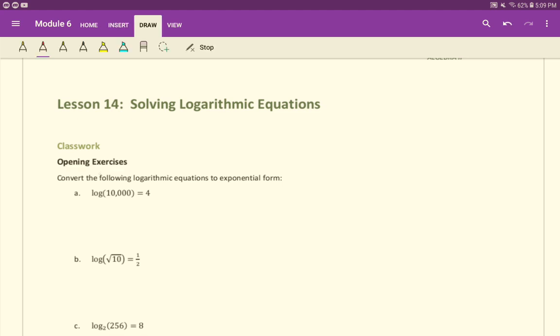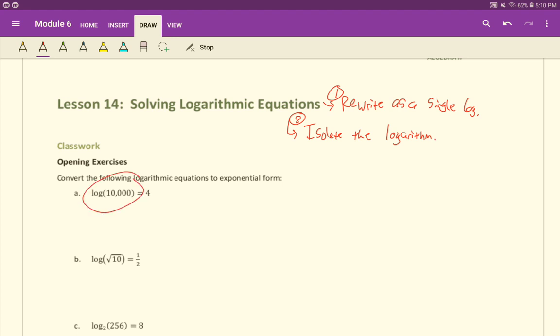So, for the opening exercise here, we're going to convert the following logarithmic equations to exponential form. That's going to be a general skill that we're going to be using for solving these logarithmic equations. The key thing is to isolate the logarithm, and we also want to rewrite as a single logarithm first if possible. So 1, rewrite as a single logarithm. 2, isolate the logarithm. In this case, the logarithm is already a single logarithm and it's isolated, it's by itself, so we'll eliminate it here.